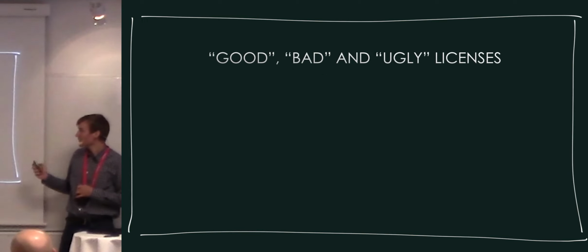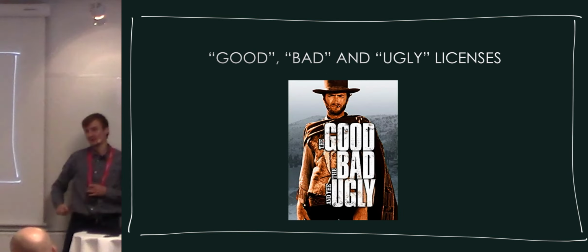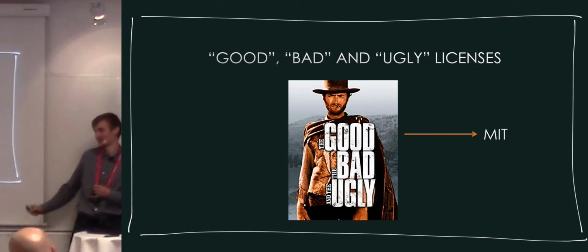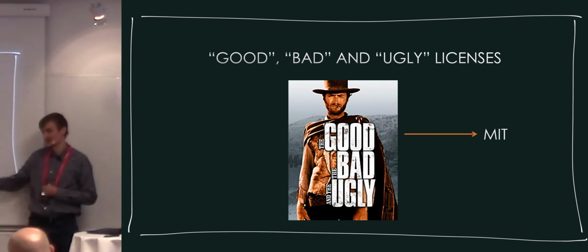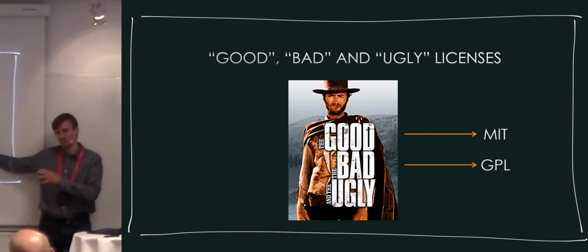So how to classify licenses? I came up with this, and I think it's beautiful. There are good, bad, and ugly licenses. Good licenses are those that you don't care about much, that you can just bring in. MIT is one example. I will give you more examples in the next slide. The bad licenses, GPL. That's what we should avoid.